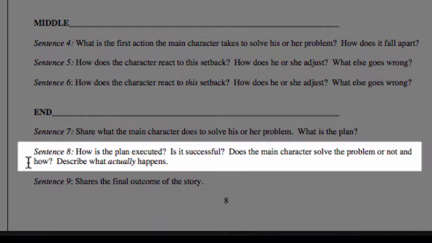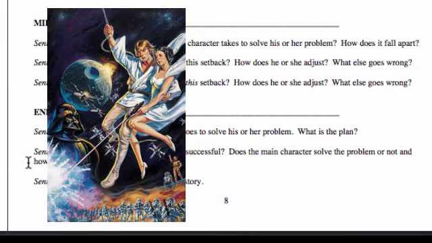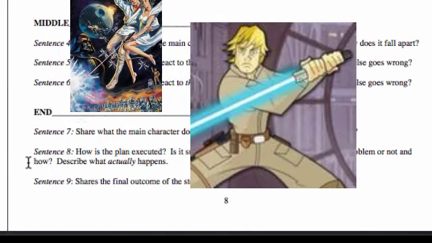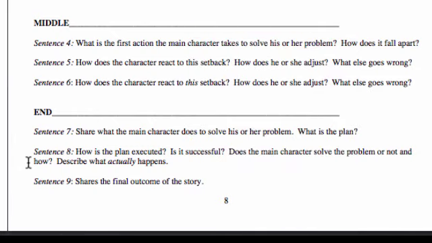Then, in sentence 8, we explain how the plan is executed. Was it successful? Did the main character solve his problem or not, and how? This is where you describe what actually happens, and the outcome of the hero's journey. Did Luke Skywalker rescue the princess and blow up the Death Star and take down the evil empire? And what about Luke's self-esteem and his control of the Force? All of this would be shared at this particular part of your treatment.